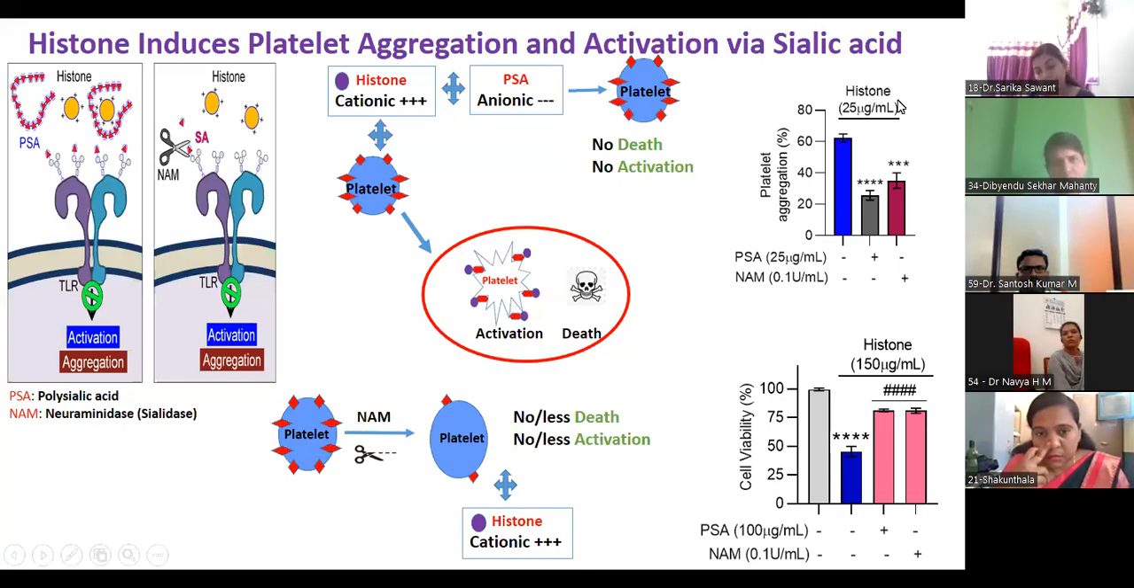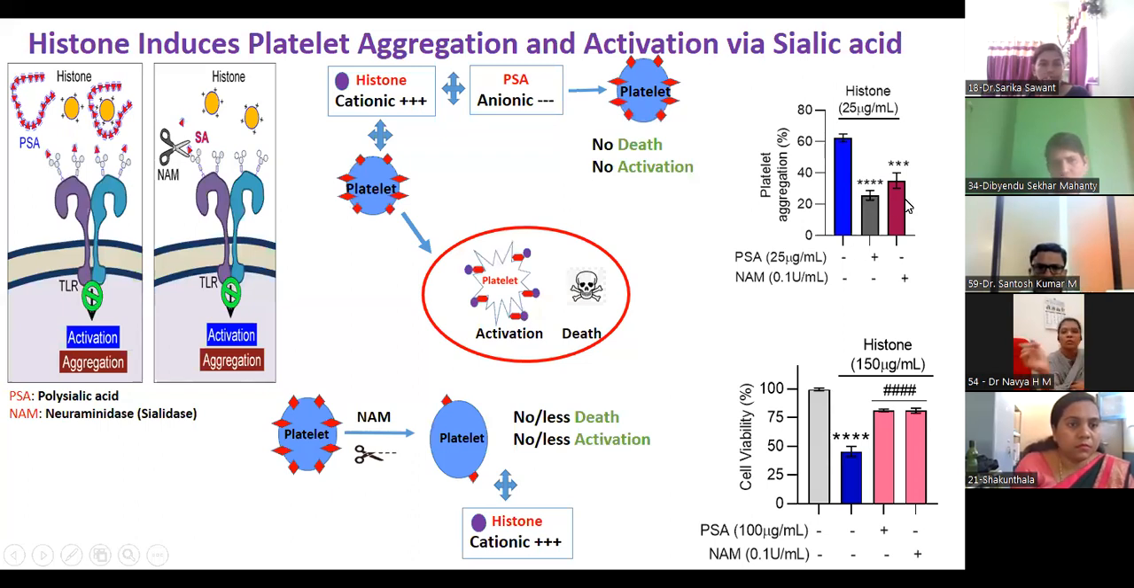Experimental proof also. Initially what we have done, PSA and histones are pre-incubated for some time. Then platelets were exposed to that combination, and we observed a sudden significant reduction in the platelet aggregation.